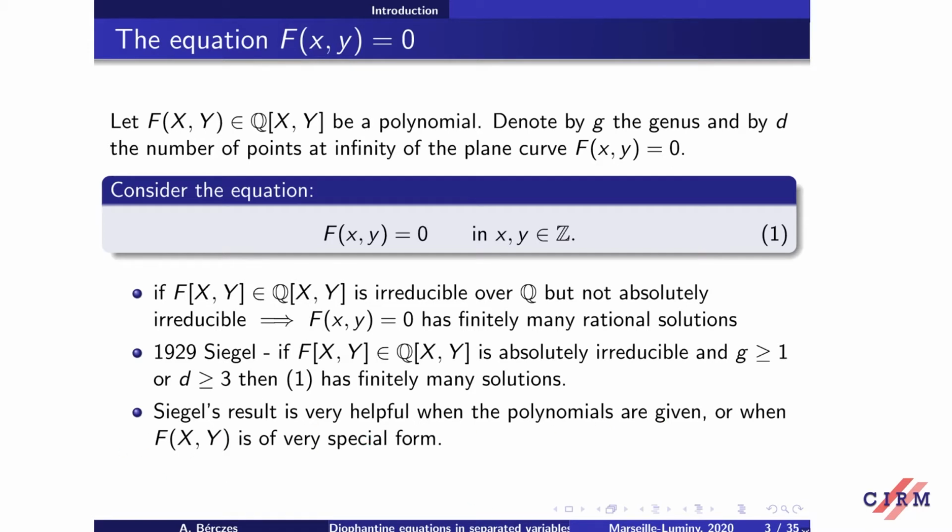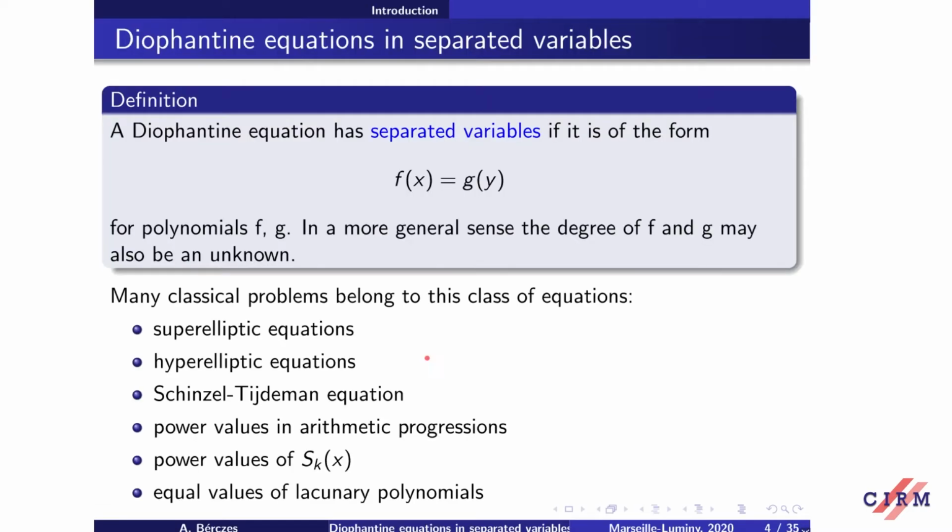But in principle, it was for a long time a question whether we can describe all the pairs of polynomials f and g for which f(x) equals g(y), which is a special case of the previously shown equation. The case when the variables are separated, x is on the left-hand side, y is on the right-hand side. Can we describe all the situations when this may have infinitely many solutions?